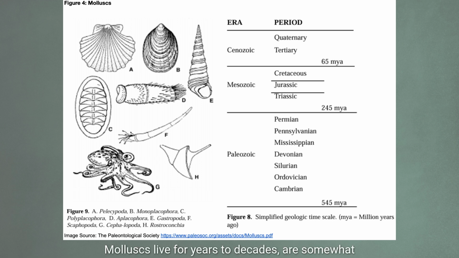Mollusks live for years to decades, are somewhat stationary creatures, and their shells record microscale variations in their environment, capturing environmental changes precisely where they live. They are grazers, predators, scavengers, and filter feeders, making them an integral part of Earth's ecosystem. They live in environments such as the deep ocean floor, freshwater rivers, and on land, thus creating welcoming conditions for paleoclimate reconstructions due to their global occupancy over millions of years.